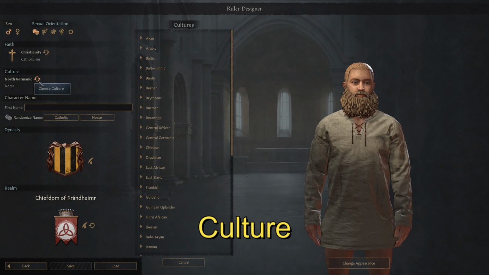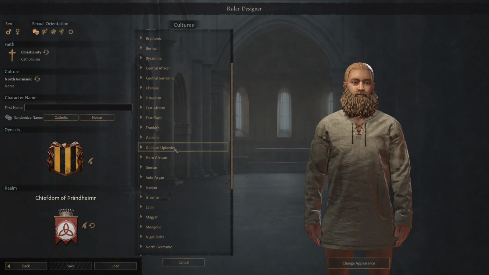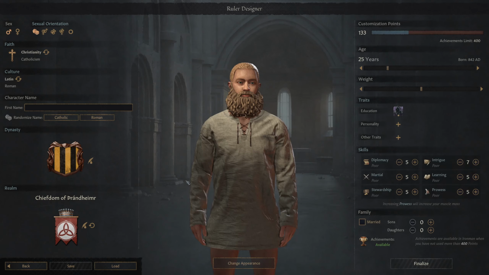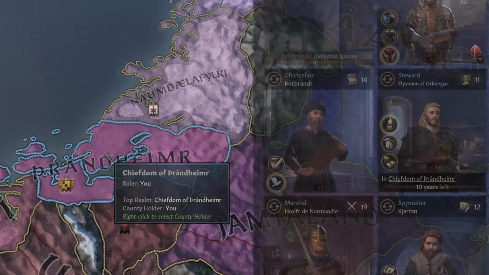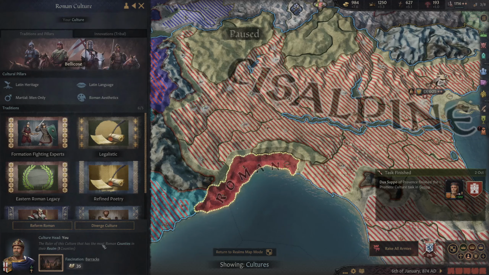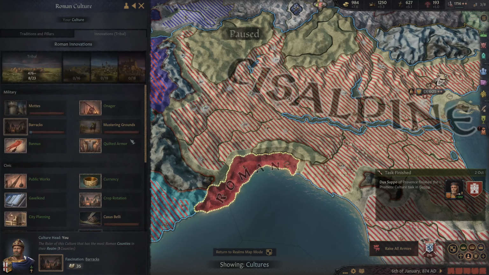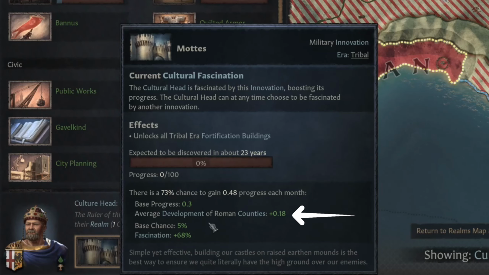For culture, unlike faiths, there is no way to convert to a dead culture, like Roman culture for example. To prevent losing the culture, make sure to convert a county to that culture with your steward. An advantage here is when converted, you will be ahead of culture, so you can control the innovations and the traditions. And the tip is to promote the culture in the highest development place for faster research speed.